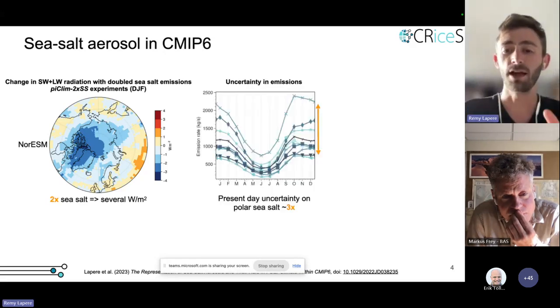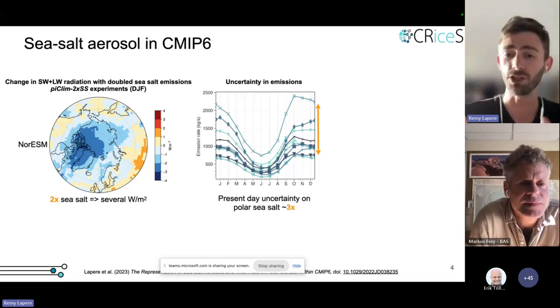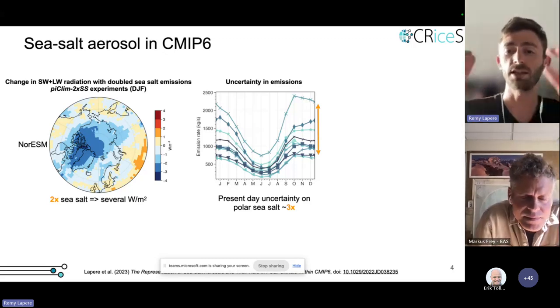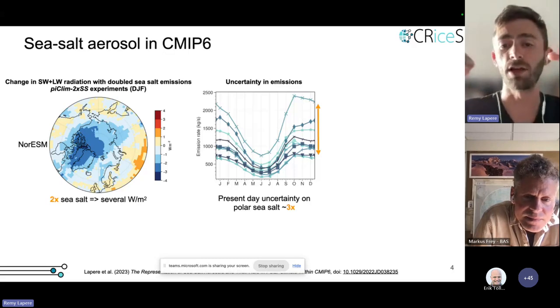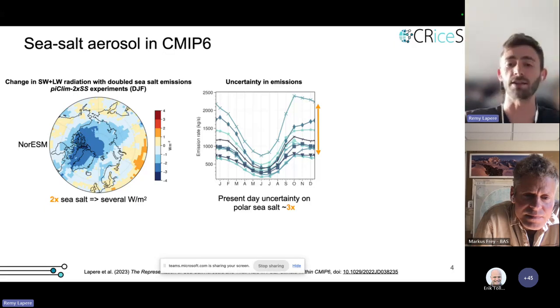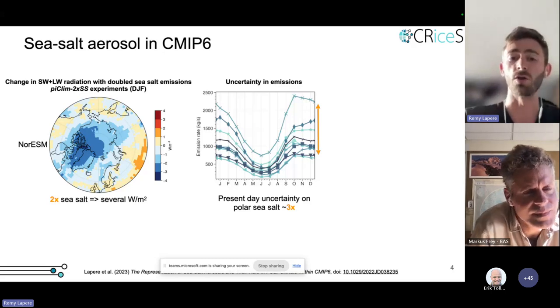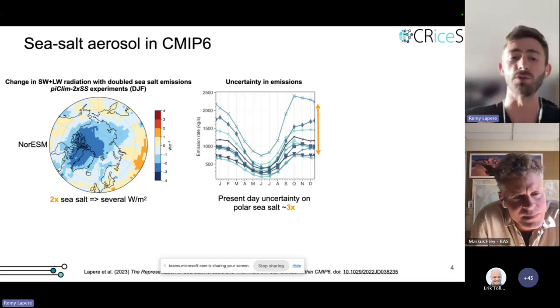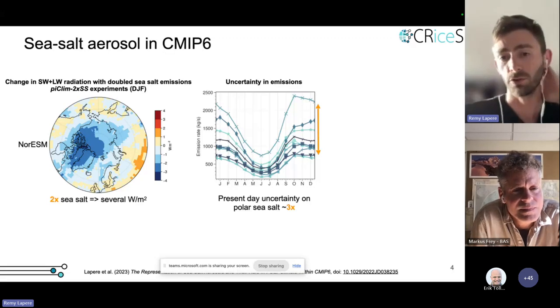At the same time, we can look at different models and how they represent sea salt emissions in the Arctic. This is a plot with each individual line being one CNRS model, and this is the average annual cycle of sea salt emissions in the Arctic. You can see that they essentially agree on the annual cycle, but they're all over the place in terms of the magnitude. There's a difference of a factor of up to 3 between the lowest emitting and the highest emitting model. So quite a big uncertainty on how much sea salt is actually introduced into the Arctic atmosphere, if you believe climate models.